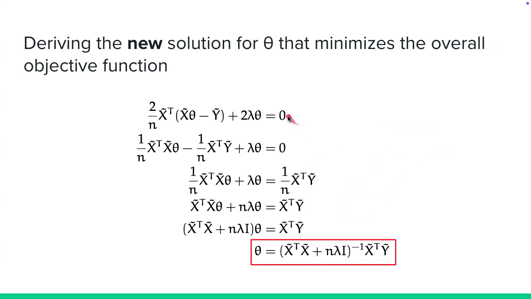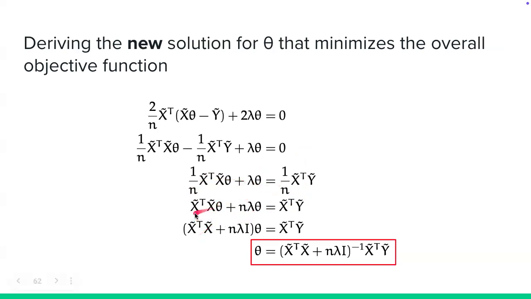And then it's just math. And I think you all can follow this. We just do distribution here. And then we divide the whole equation by 2. And then we move this term to the other side of the equation here. And then we multiply both sides by n.